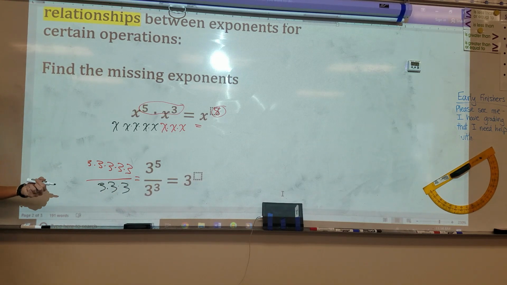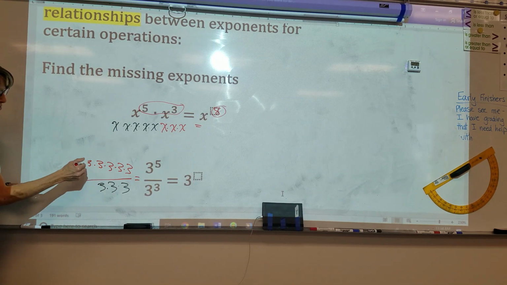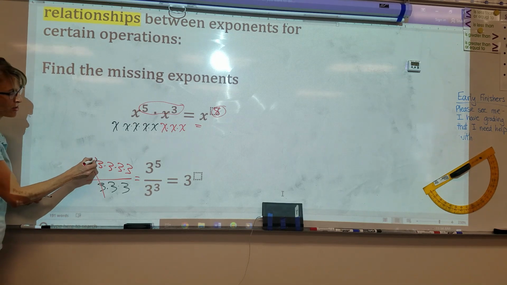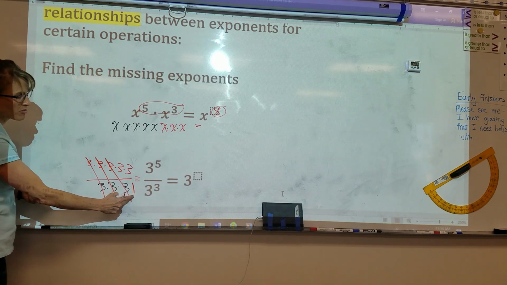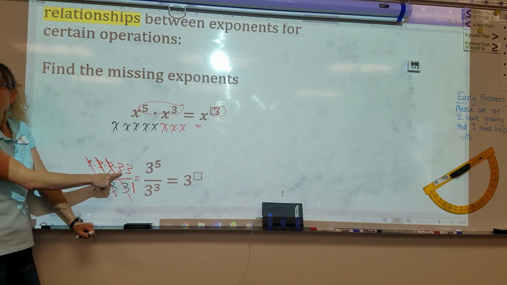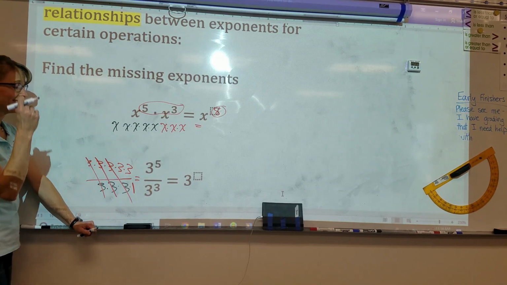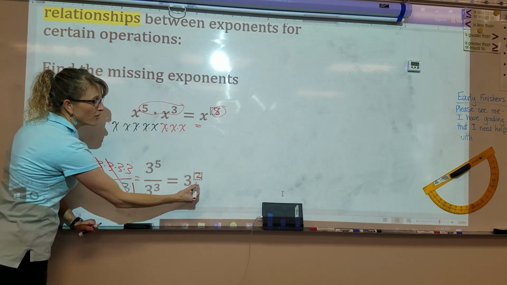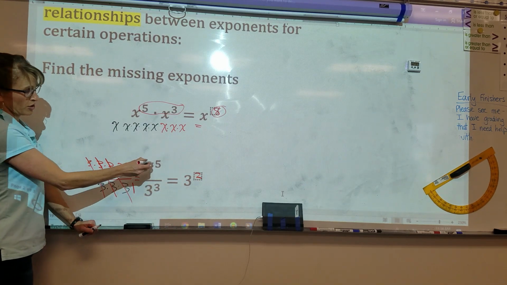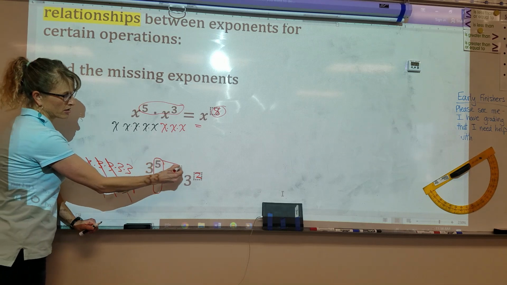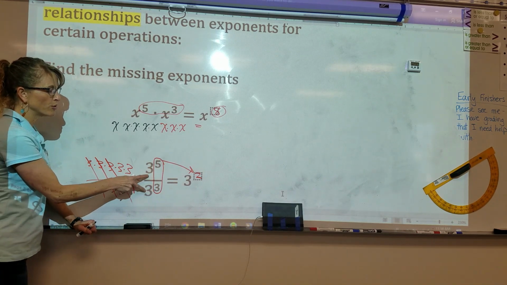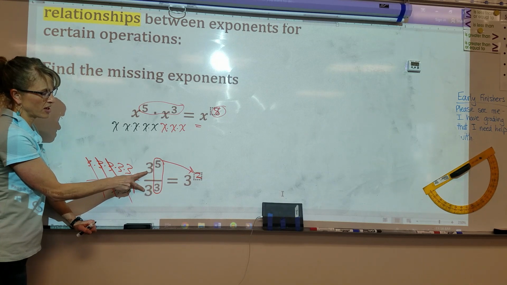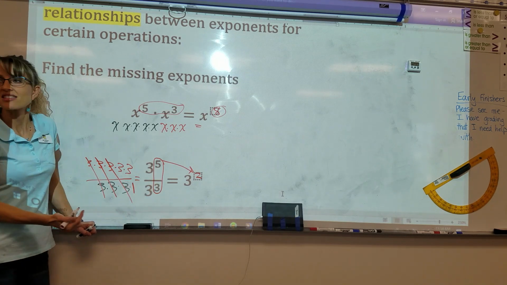Well, to simplify, 3 over 3, or 3 divided by 3, is 1. 3 over 3 is 1. 3 over 3 is 1. I'm left with the 1 on the bottom. On the top, I have how many 3's left? Get ready? 2. So I really have 3 squared. Do you see a relationship here to there? Yes. So the rule, when you divide bases of the same number, the exponents get subtracted.